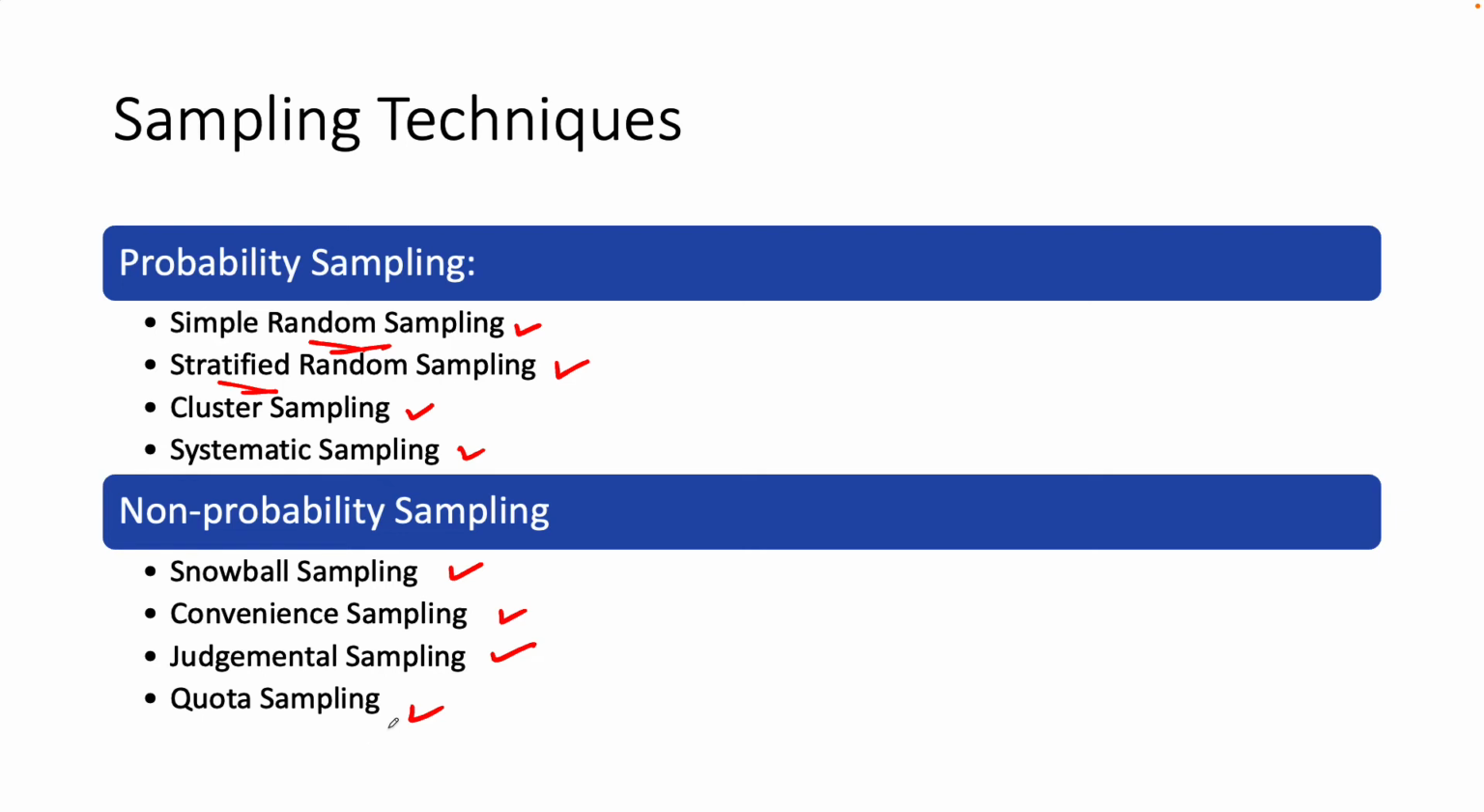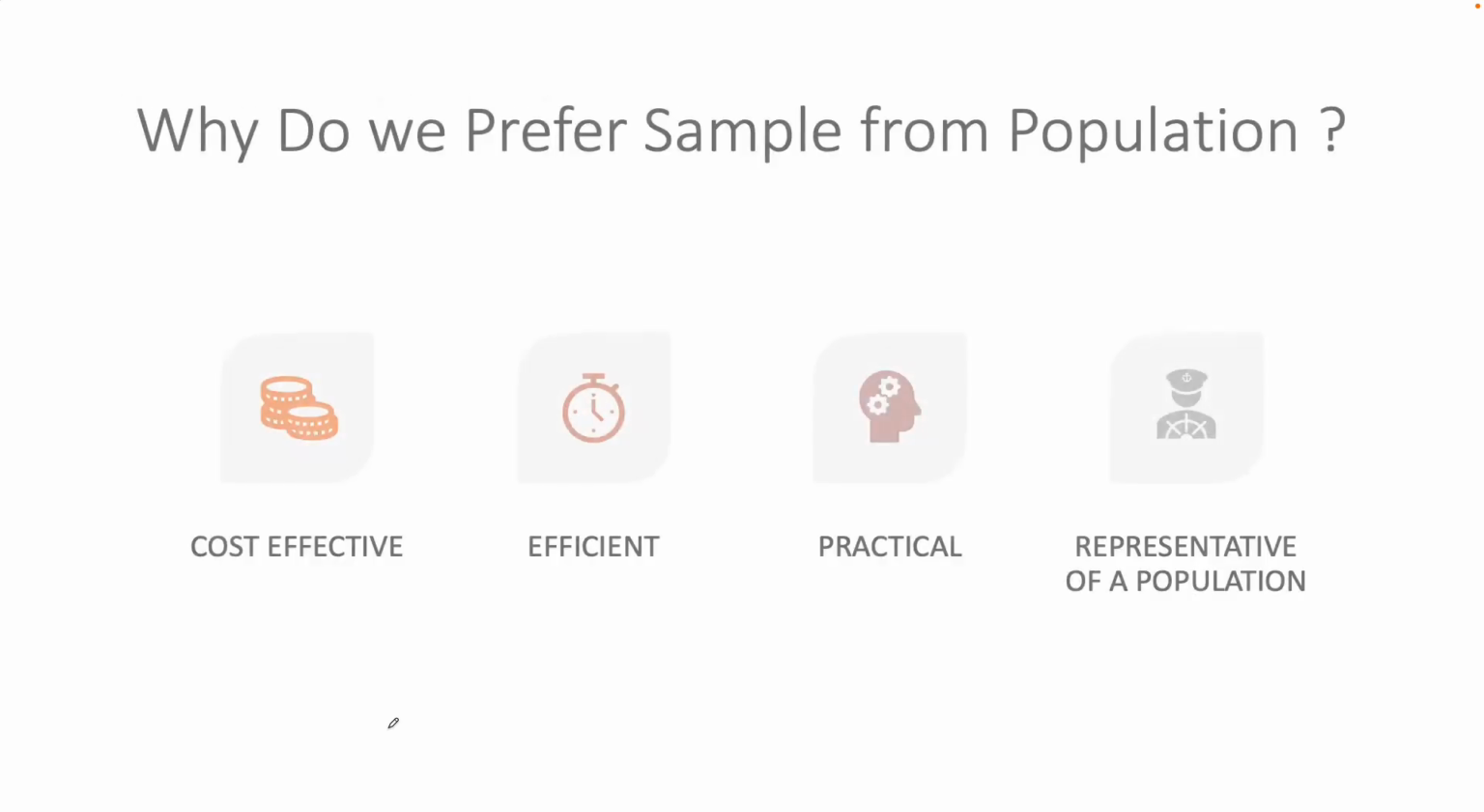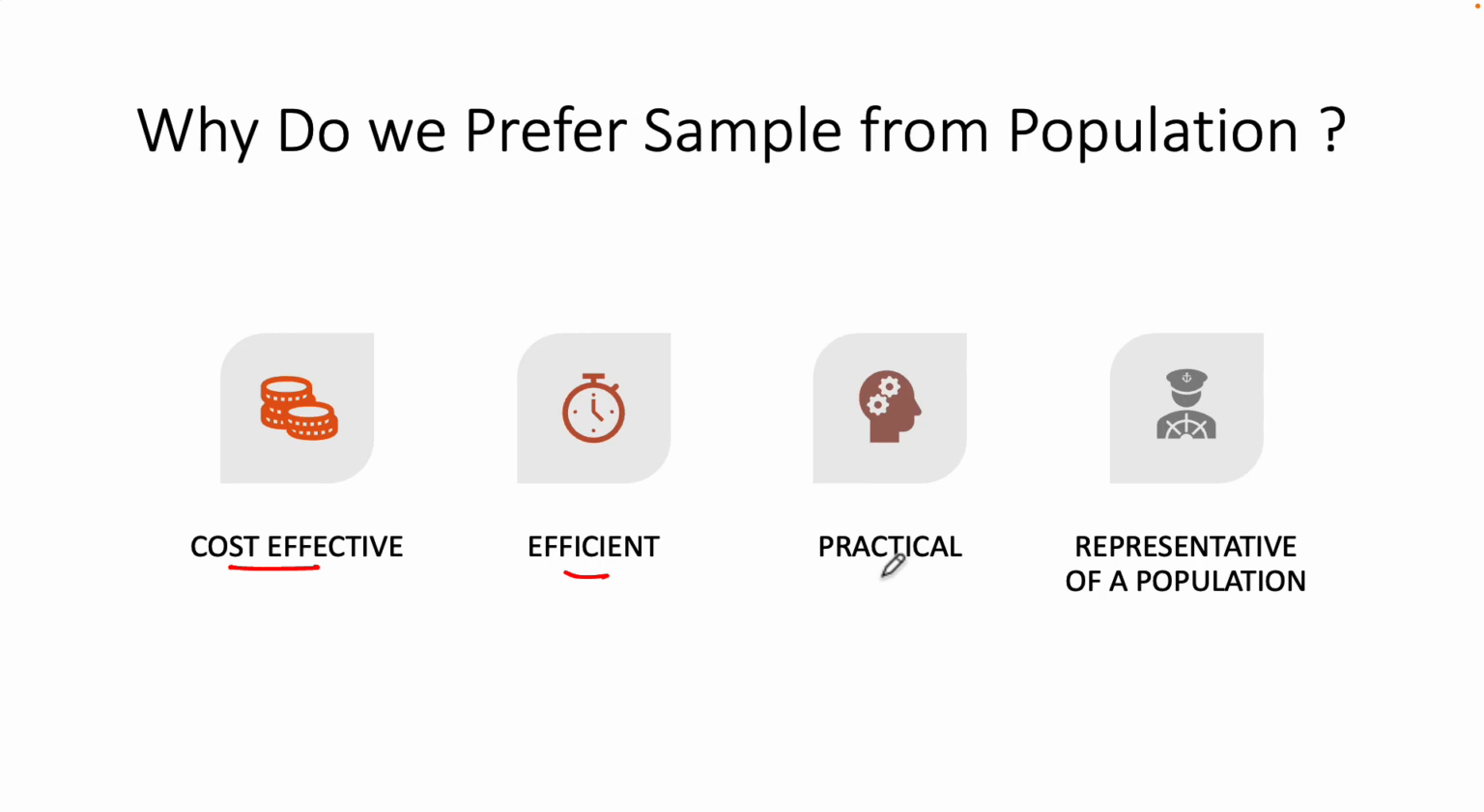Now the question is, why do we analyze limited data, even though we've got the population available with us? Well, the reason that we prefer to work on a sample compared to the population is, one, it's cost effective. The second one, it's efficient and practical. And given a good representative of the population in my sample, I can get higher accuracy in much less time. So that is the reason that we prefer a sample compared to the population.